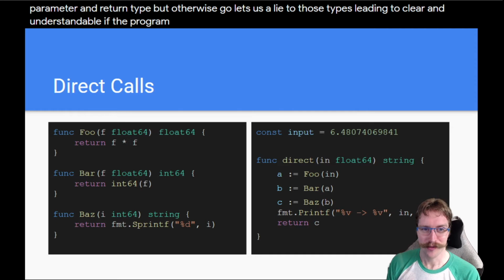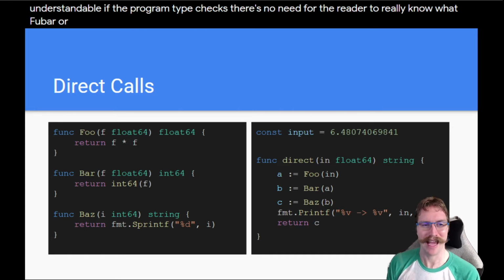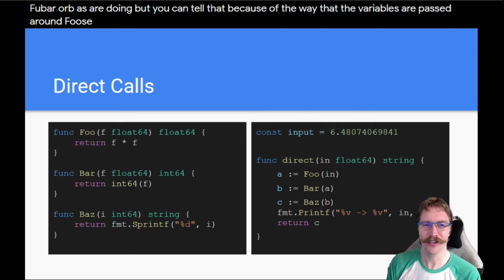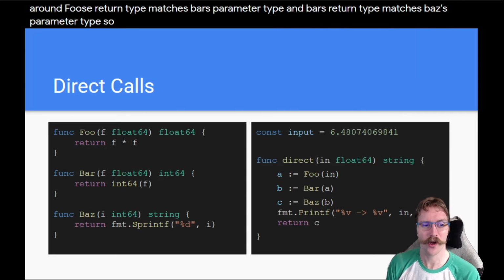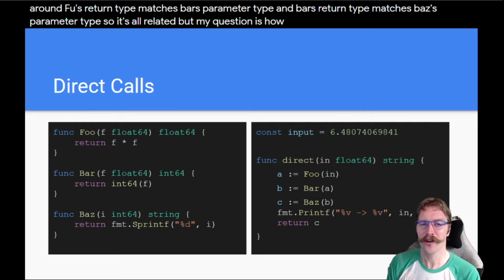If the program type checks, there's no need for the reader to really know what foo, bar, or baz are doing. But you can tell that because of the way that the variables are passed around, foo's return type matches bar's parameter type, and bar's return type matches baz's parameter type. So it's all related. But my question is, how can we call these functions generically?